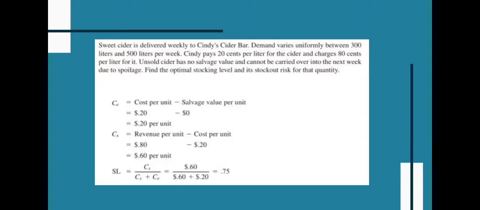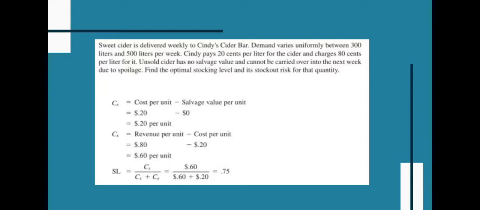First, we will find the excess cost. Excess cost is equal to cost per unit minus salvage value per unit. The excess cost per unit is 20 cents per liter. So 20 cents per liter minus, there is no salvage value per unit, so 0. 20 cents minus 0 is equal to 20 cents per unit.